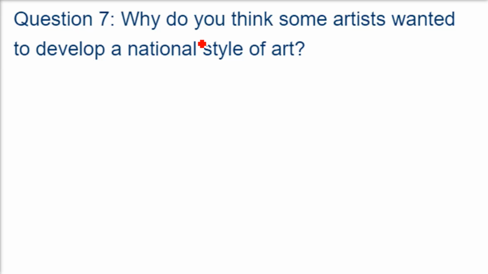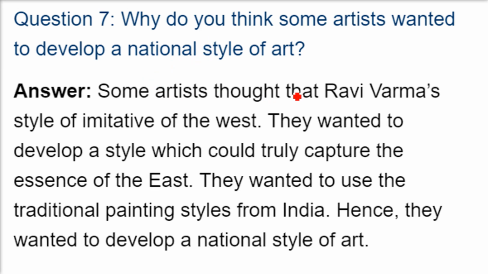Why do you think some artists wanted to develop a national style of art? So some artists thought that Raja Ravi Varma's style was actually an imitation of the West. They were saying that this is not actually showing the actual cultural Indian panorama. Means the Indian thing is not being shown by Ravi Varma. First of all, it is imitation and it is not representing the society as a whole.